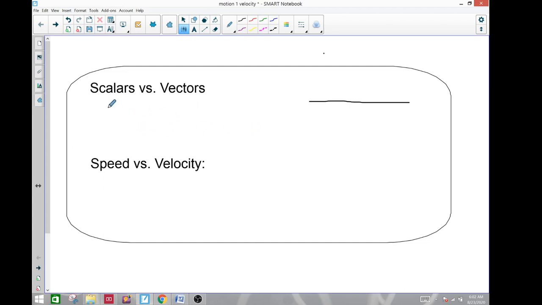So the first term we have here is a scalar versus a vector. A scalar is something that just has what we refer to as a magnitude. An example of a scalar might be temperature. It really just has a number: it is 90 degrees outside. That's it. A vector is something that has both a magnitude and a direction.